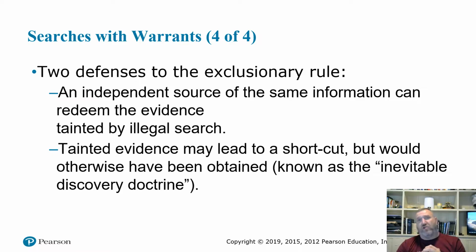So let's say I'm a local law enforcement officer and I violate the rules. An FBI agent working the same case, following their own leads, not the same leads, may find another lead that leads to the exact same evidence. That evidence can now come into the court because it's no longer tainted by the illegal search.